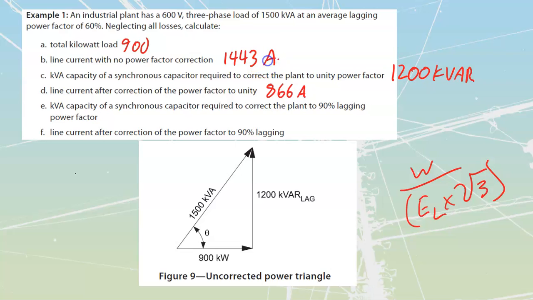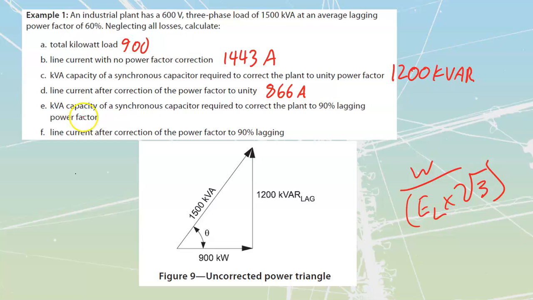If I take a look, this over here was 1443. Now I'm going down to 866. That's about a 500 amp drop. You can put a significant load on, especially at 600 volts, 500 amps at 600 volts, you're looking at about an amp of horsepower. So you can almost add another extra 500 horsepower to your plant now because you have freed up that room on your system.